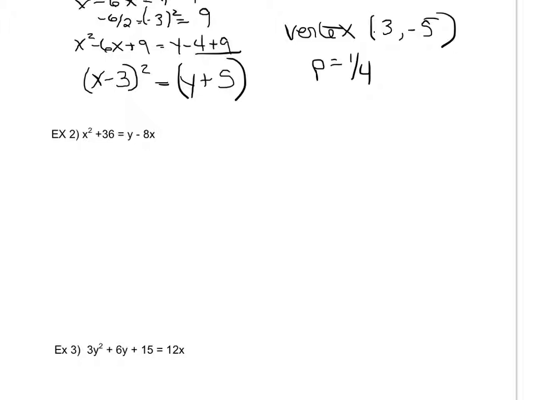Then I'm going to collect both my x squared and my x term on the same side and move everything else over to the other side. So I'm going to add an 8x, and I'm going to subtract 36. Okay, oops, and I forgot my x.